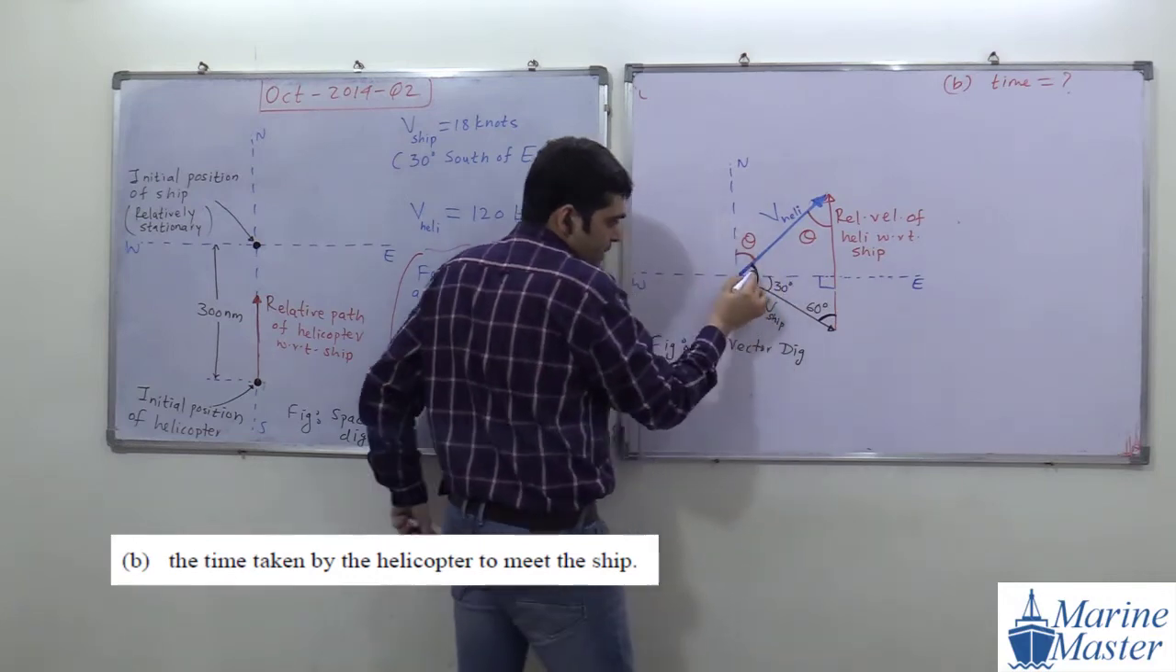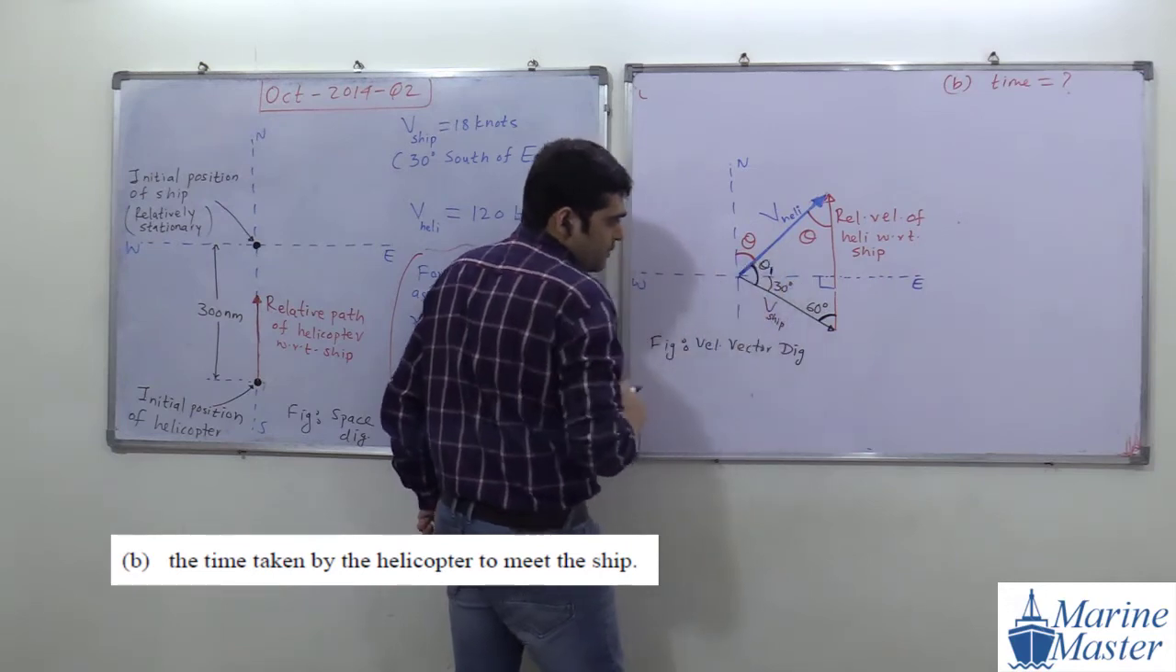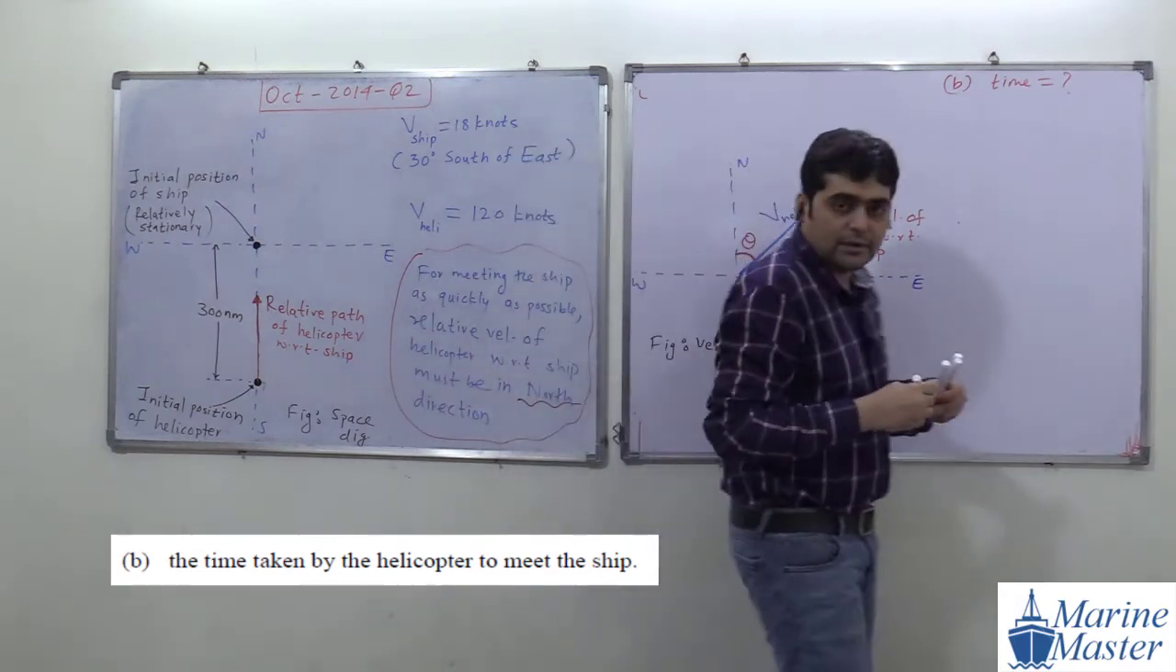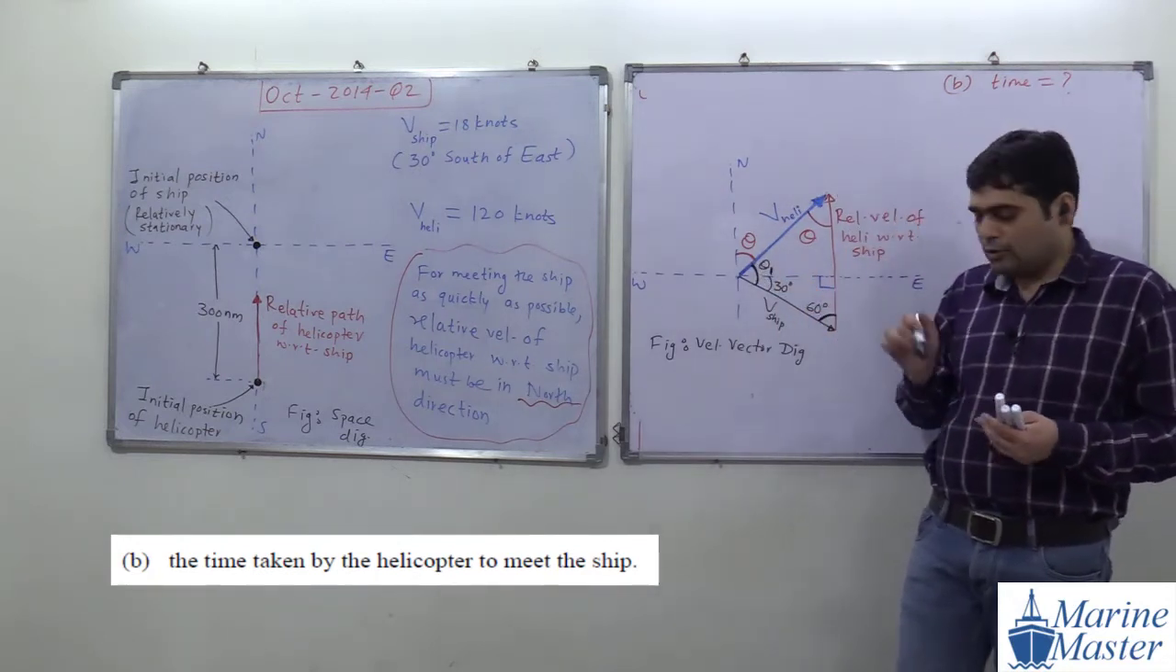Black one, this one. We will say theta 1, guys. So what will be the value of theta 1? This complete angle, guys. How do we get that value?